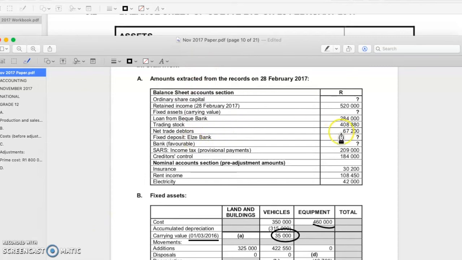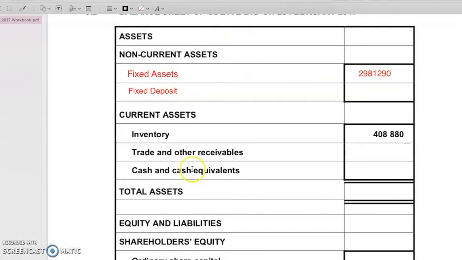We have 67,200 and we know that trade debtors goes right here, 67,200. I hope you can see that. Let me make it bigger, just in case. So we have 67,200. Your debtors control always goes under trade and other receivables, okay?